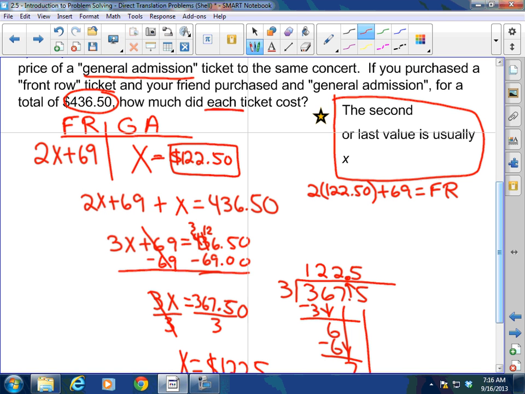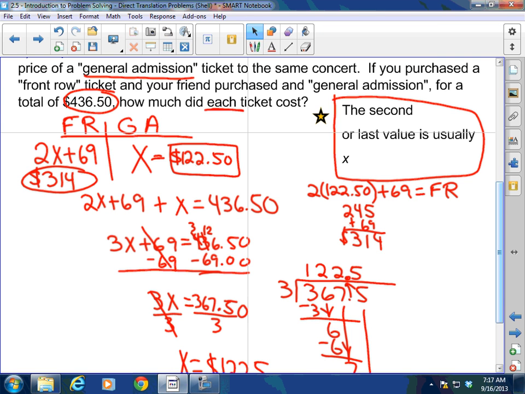So that's going to be 245 plus 69. So you got 314. And if you add 314 plus 122.50, you get $436.50. Bingo, you're done. All right. Let us continue.